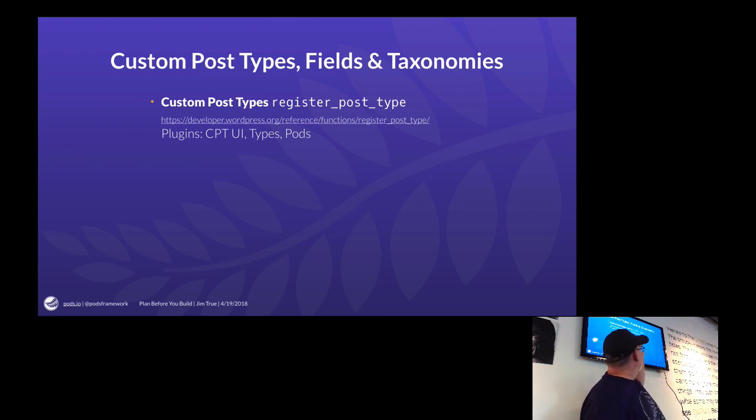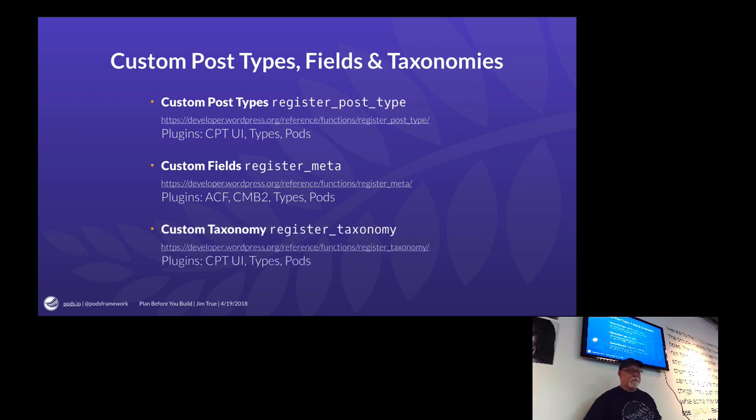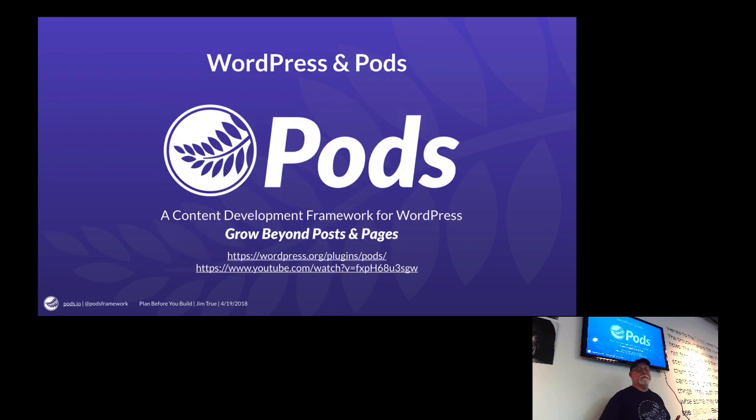That's CPT UI is up there, Types is up there, Pods is up there. Custom fields, you get those into WordPress through register meta. There's a link for that. ACF, which is Advanced Custom Fields and Advanced Custom Fields Pro, CMB2, Types and Pods all create custom fields for your WordPress websites. And custom taxonomy, register taxonomy. CPT UI, Types, and Pods all create taxonomies. What's the one common word there on all of those? Pods.